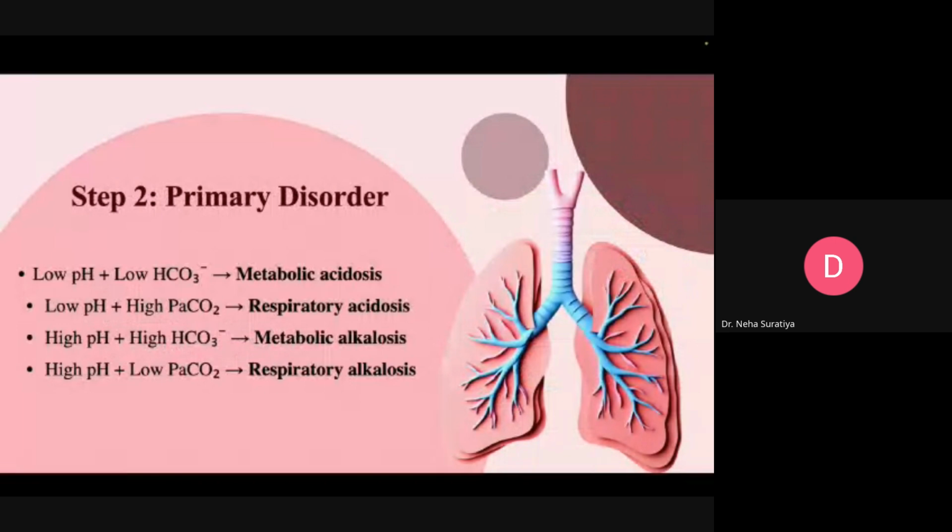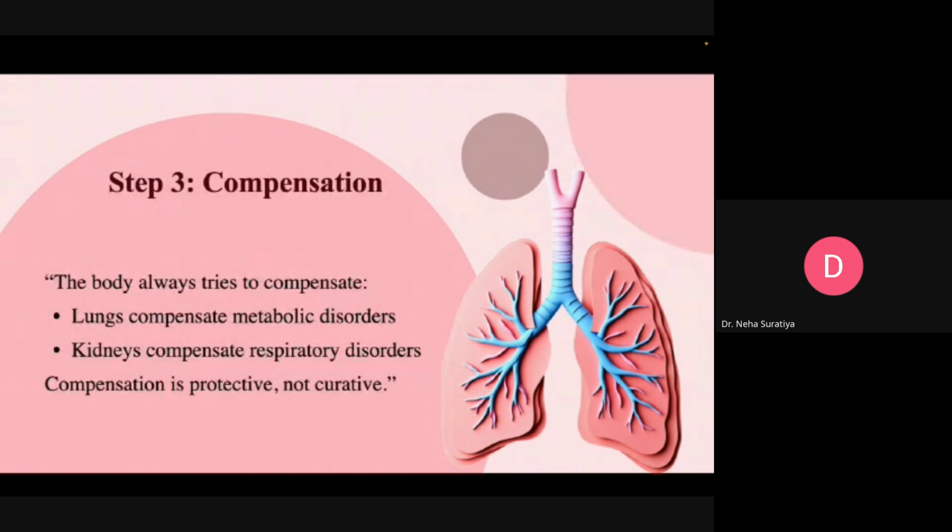pH analysis, primary disorders you can identify. Let me tell you, these are the primary disorders, right? Now, step 3 is the compensation, guys. So the body always tries to compensate, right? The body always tries to compensate. So lungs compensate the metabolic disorders, and the kidneys are compensating further the respiratory disorders, right?